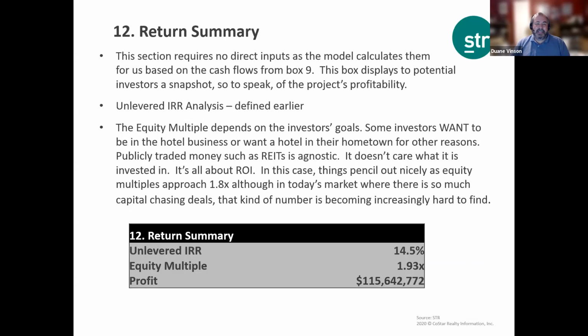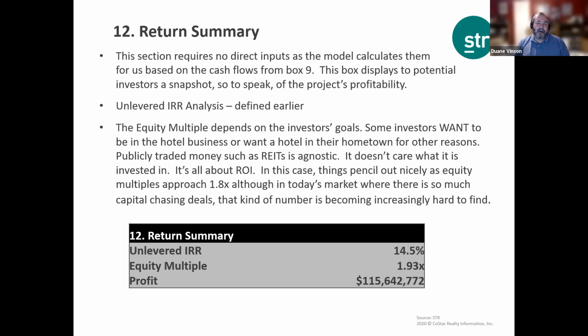Good. The last thing here, our return summary. Well, not the last thing. Step 13 is the last thing. Return summary. This section requires no direct input as the model is going to calculate them for us based upon the cash flows from box 9. This box is going to display for potential investors a snapshot of the project's profitability.